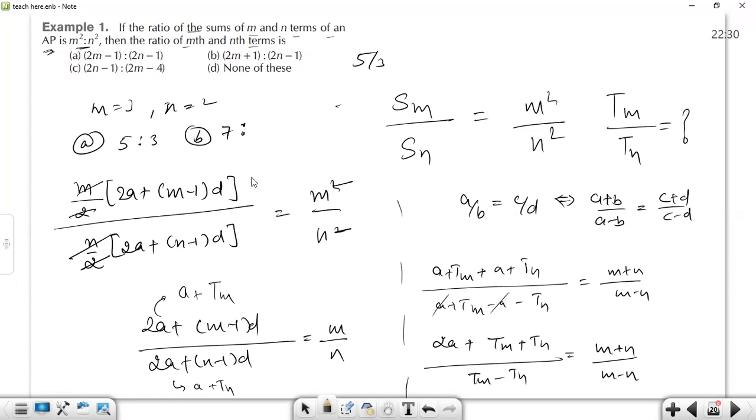My laptop is not responding. So the technique we are following is the assumption method, because nothing else works. And this is the fastest method, assumption. We have assumed m equals 3 and n equals 2. B option becomes 7 is to 3. C option becomes (2n - 1), so 4 - 1, 3, is to (2m - 4), 6 - 4 is 2. D option, none of these. So A option is matching as per assumption. Sorry, A option should be our correct answer.